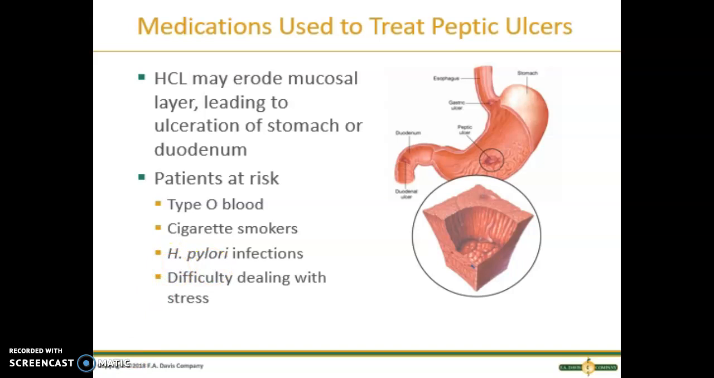Alcohol, caffeine, and certain drugs can also be risk factors. Medications used to treat peptic ulcers include mucosal protectants, prostaglandins, antispasmodics, H2 receptor antagonists, antibiotics, and proton pump inhibitors.